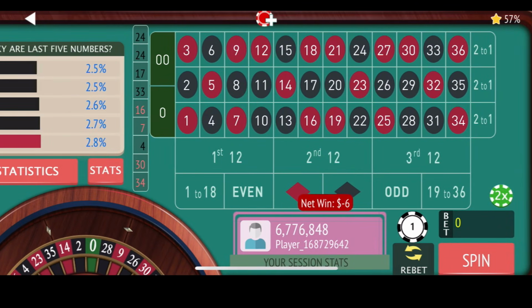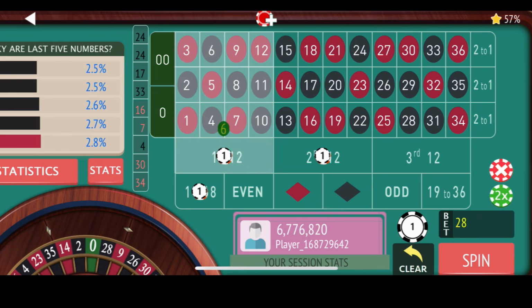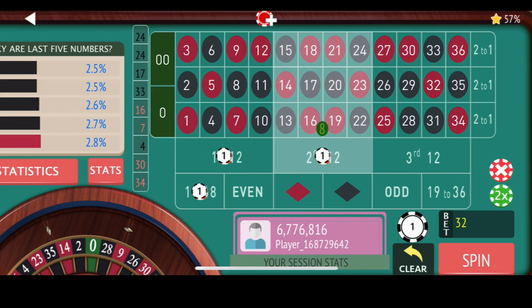All right, back-to-back partial misses. So 12 now goes up another 2. So from 12, we're jumping this up to 16. And these dozens go to 8.